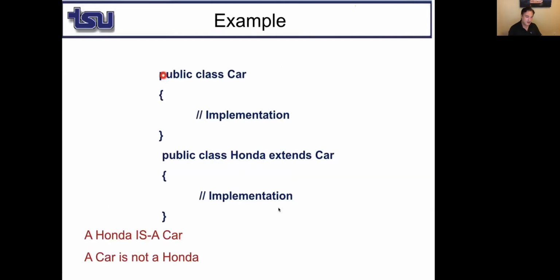Okay, here's another example. I have a class car, which has some implementation. Then I have a class Honda, which extends car with some implementation. In this case, Honda is the subclass, car is the superclass. A Honda is a car. A subclass object is a superclass object. However, a car is not a Honda.